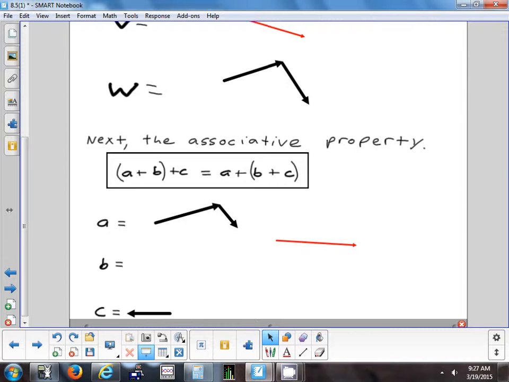Right, so we've got a plus b. Which one was b? Was b the shorter one originally? That's going to be important. Right. And now I'm going to take and add c onto the end of that. It's almost horizontal, not quite. So draw a vector from here to there.